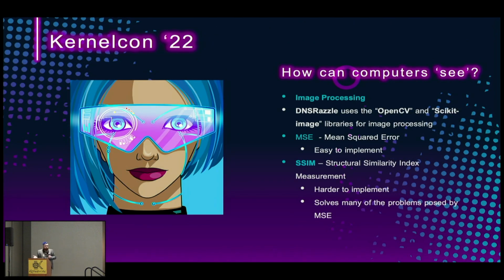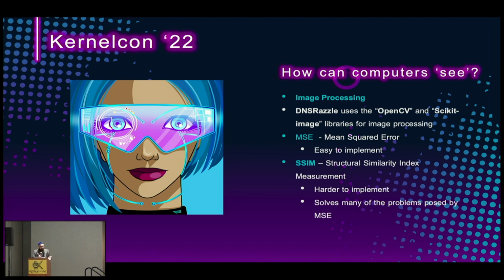How do computers see? Well, the number one way is with image processing. Image processing is the process of creating a new image from an existing image, typically simplifying or enhancing or changing the content in some way as you go. It's a type of digital signal processing, and it is not concerned with understanding the content of the image, strictly what is there.